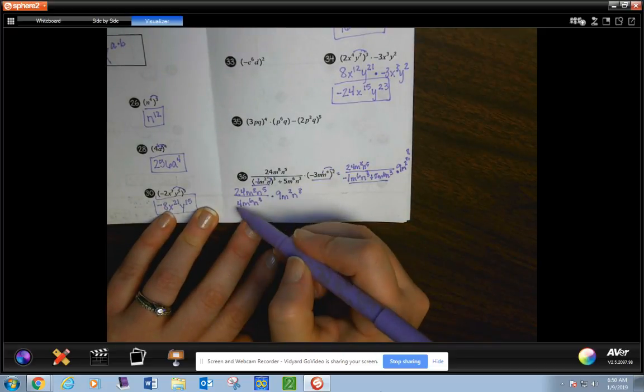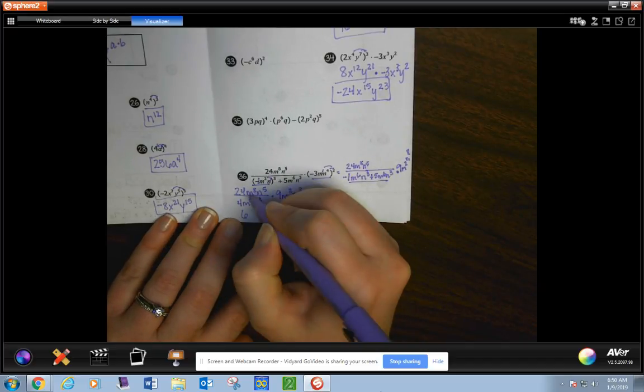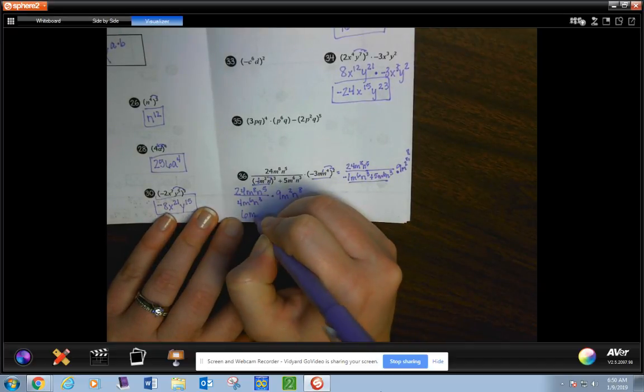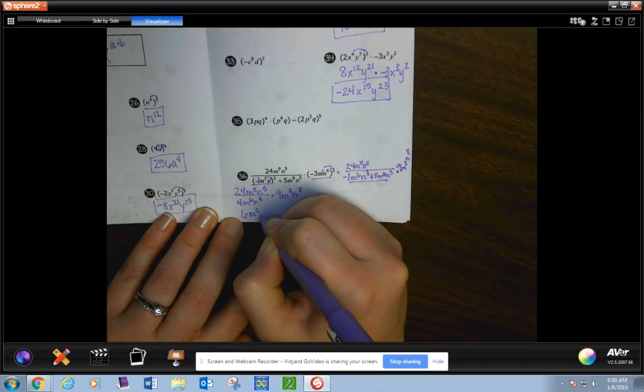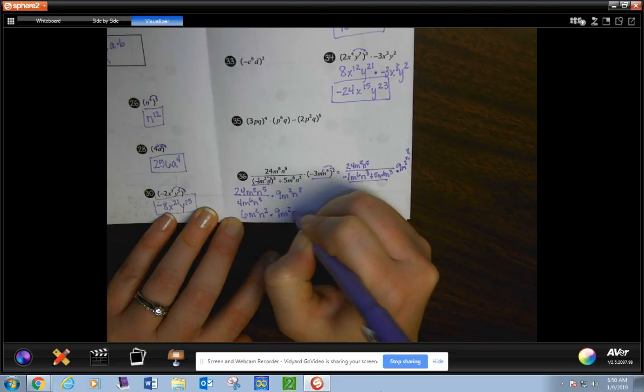Now I'm going to do my division piece. So we're going to divide coefficients and subtract exponents. So 24 divided by 4 is 6. If I have an m8 and an m6, that becomes m squared. If I have an n5 and an n3, that becomes n squared. Bring my times 9, m squared, n8.